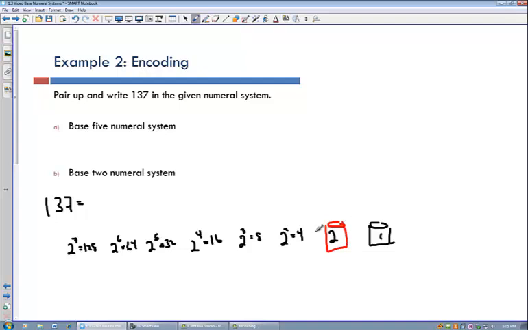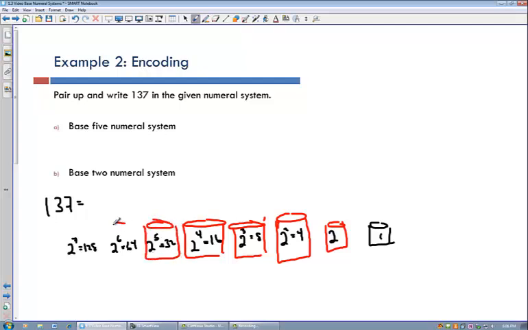So that's my 2's cup, my 2 squared cup, my 2 cubed cup. And you can do this a lot faster than I can do it on here. And 2 to the 4th cup. But you get the idea. 2 to the 5th, 2 to the 6th, and then 2 to the 7th.